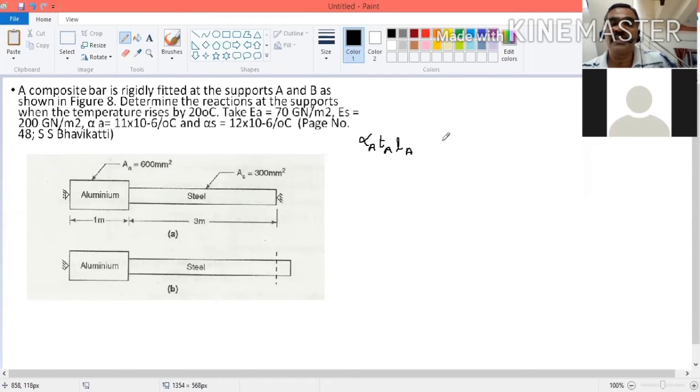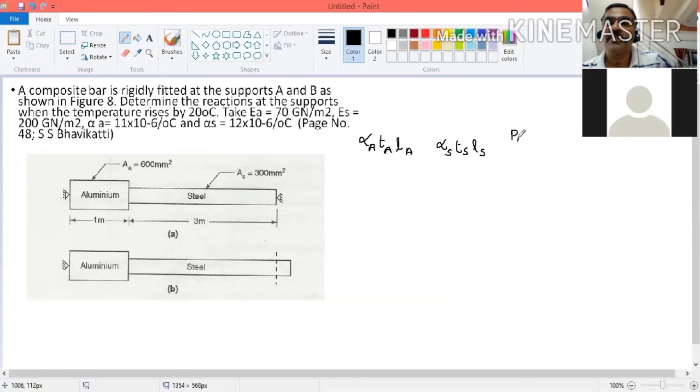Now let me write the expansion of the steel. Alpha S, T S and L S. This is the expansion of the steel. If it is allowed, this will expand, but we are not allowing it to expand. So that will be converted into stress, that will be converted into load. So for the same expansion, I am writing the equation in terms of load.